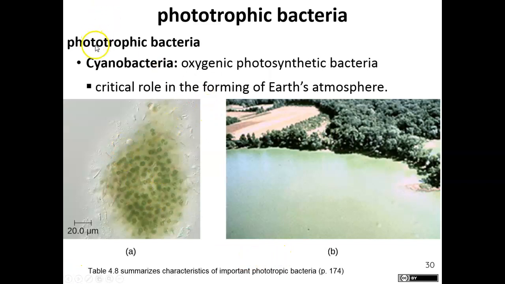And then we have our aerobic phototrophic bacteria. This is your cyanobacteria. These are oxygenic photosynthetic organisms. They are critical in maintaining our atmosphere, the oxygen environment. These are the organisms that produced oxygen as a byproduct that brought the oxygen to the earth before animals could come about. So without cyanobacteria, we would not be here.